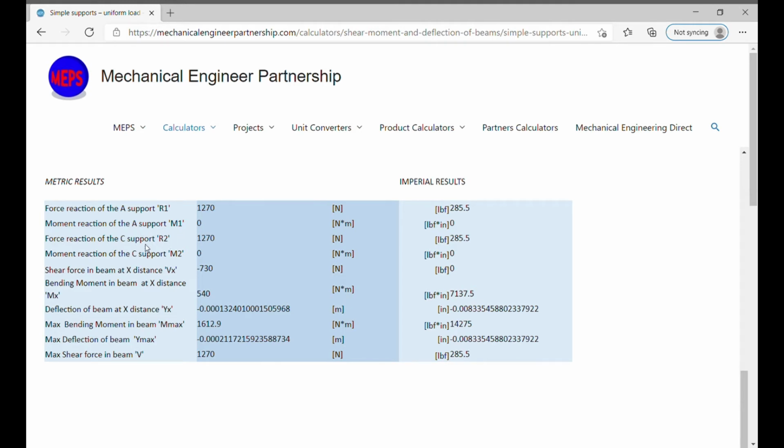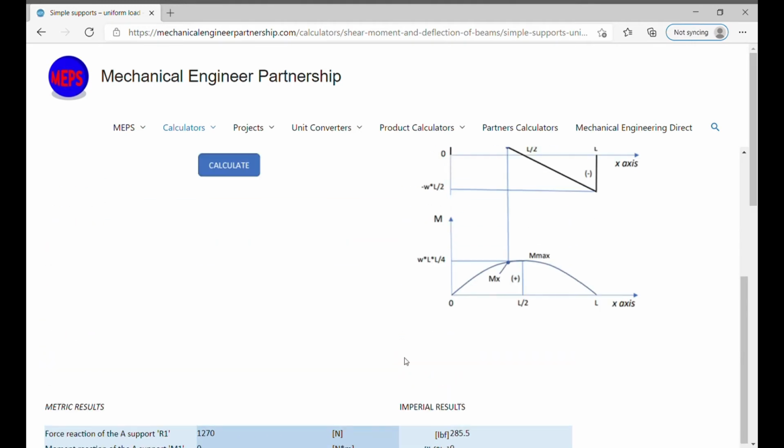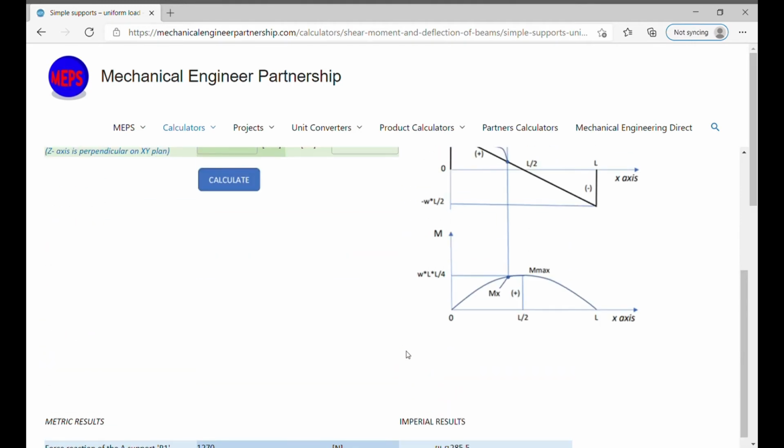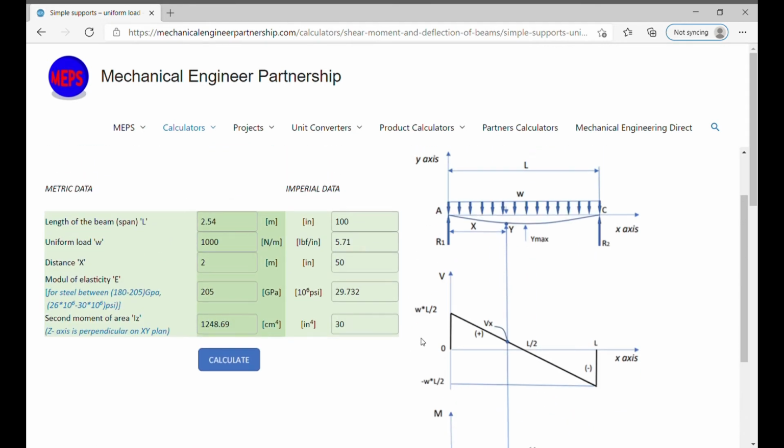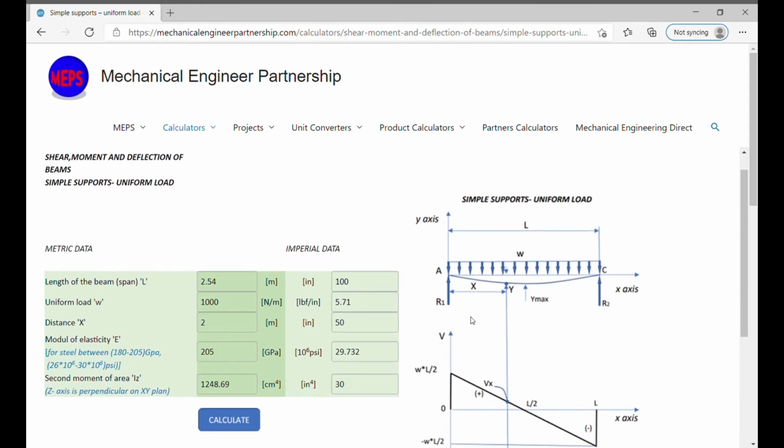force reaction of the C support R2, moment reaction of the C support M2, shear force in beam at X distance Vx, bending moment in beam at X distance Mx, deflection of beam at X distance, maximum bending moment in beam Mmax, maximum deflection of beam, and maximum shear force in beam V. Maximum bending moment in beam Mmax and maximum shear force in beam V are used in calculation of normal and shear stresses. See the pages with stress calculators.